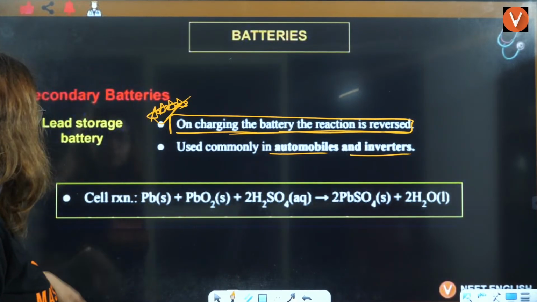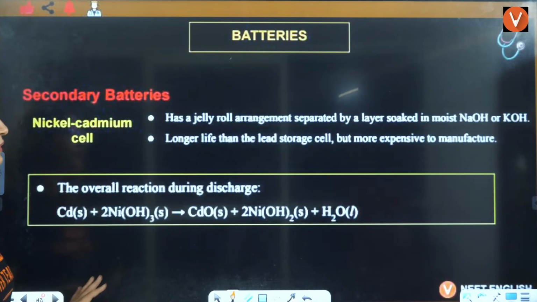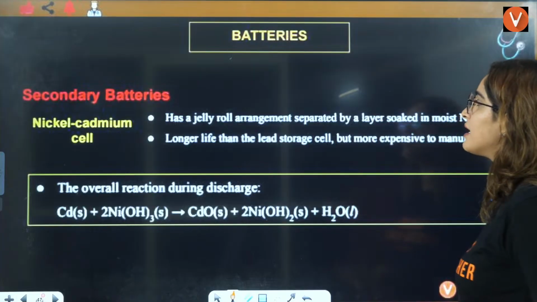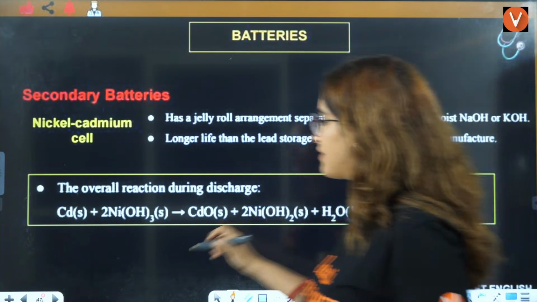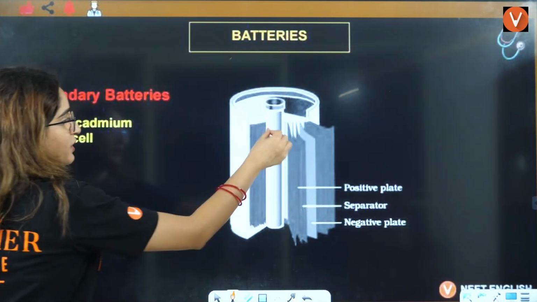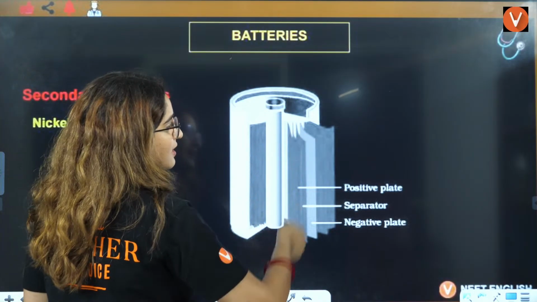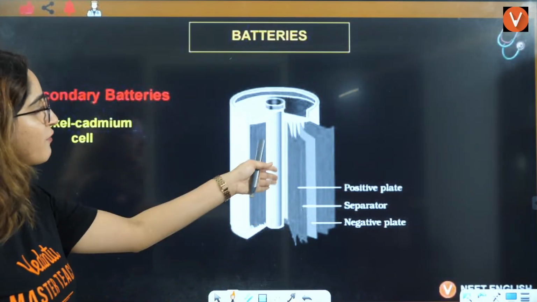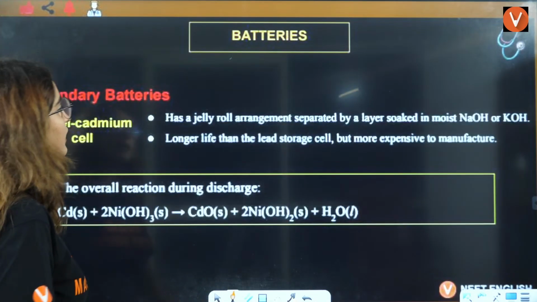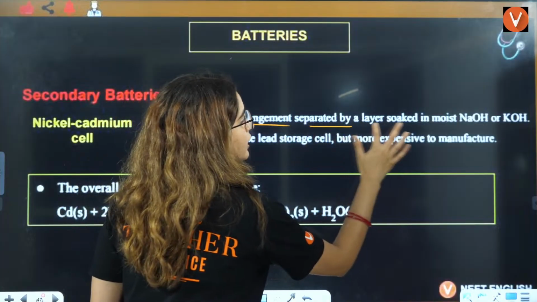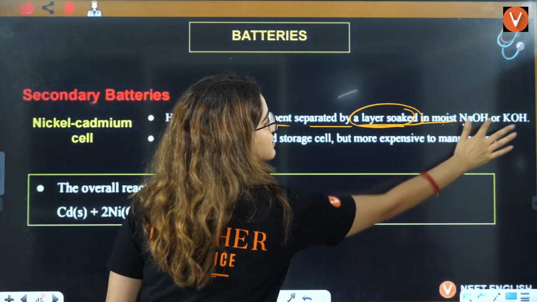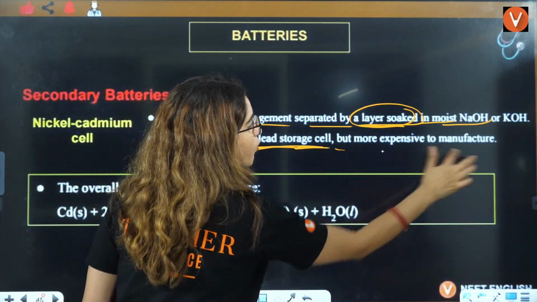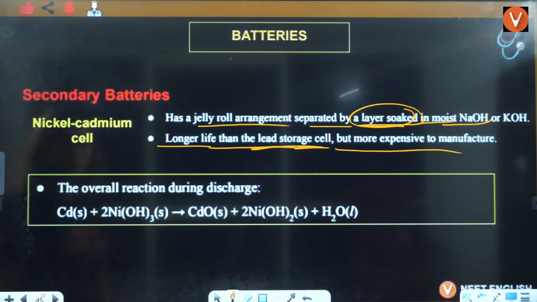Okay? Next, the nickel cadmium cell. So again, the overall reaction you should know, right? And in this particular cell, if you see, there is a jelly like placement. These are like pages of books, right? Similarly it is placed here, right? Roll arrangement separated by layers soaked in moist NaOH and KOH. Long life than the lead storage cell, but more expensive to manufacture, right?